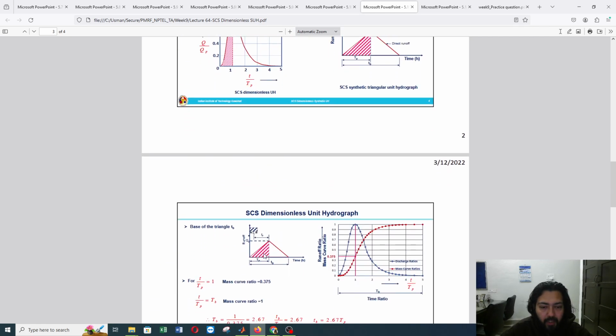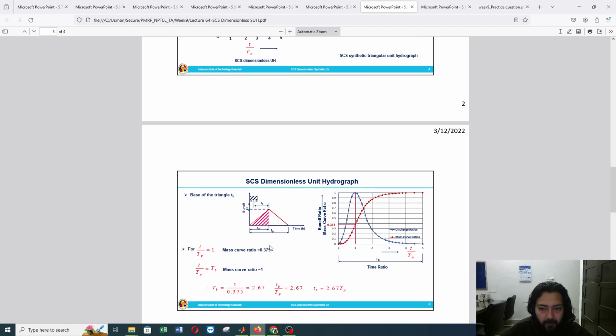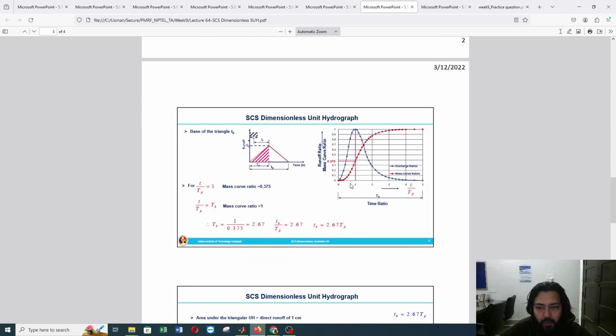So we are going to calculate this, and we have plotted two curves here. One is called the discharge ratio curve, and another is called the mass curve ratio. When we see that for T by TP equals 1, the value of the mass curve ratio is 0.375, right? And also when T by TP equals the time of base, let us say the time of base value here is 5, right? So for this value the mass curve ratio is 1.